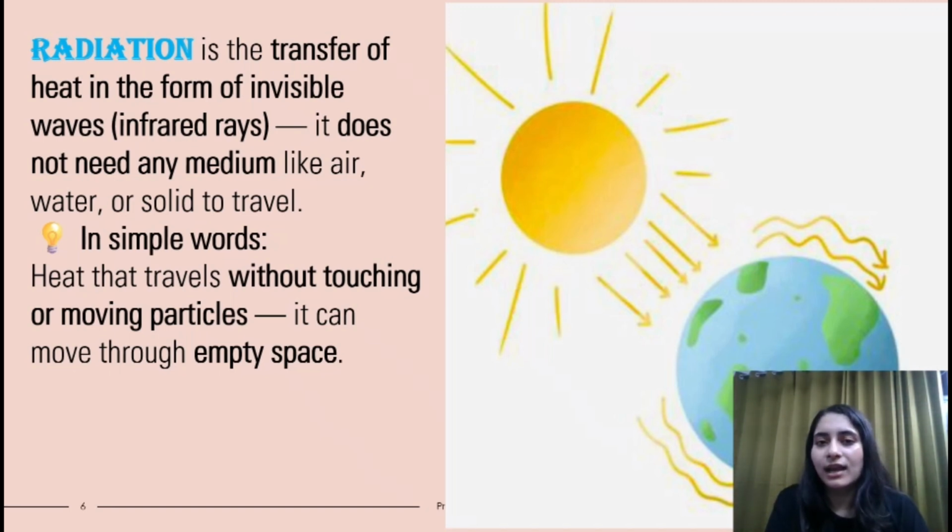Sunlight falls on the surface of the earth. Is there any medium required for the falling of the sunlight on the surface of the earth? No, there is no medium required. So this is the process of radiation, when the heat is transferred from one place, that is from the sun, through space to the surface of the earth, and it doesn't require any medium. This process is called radiation.